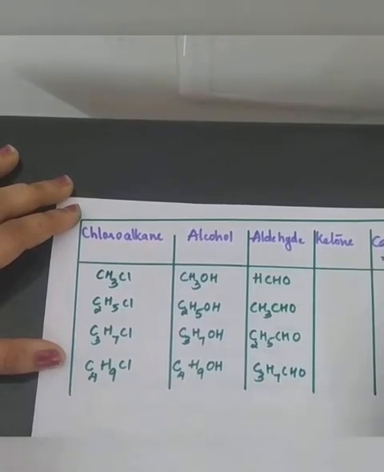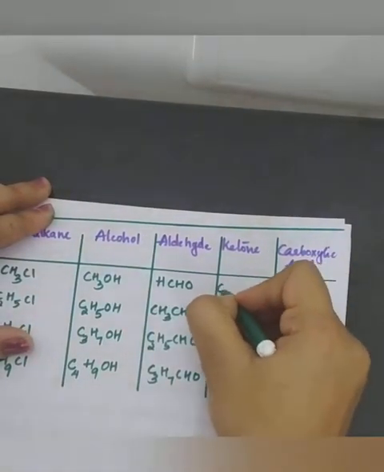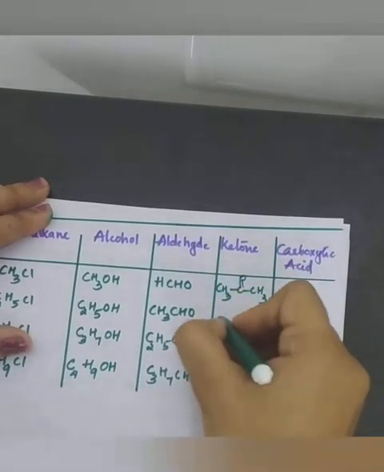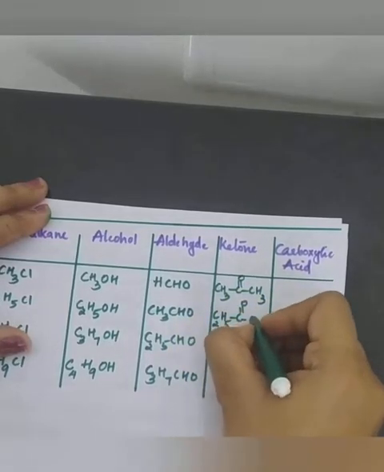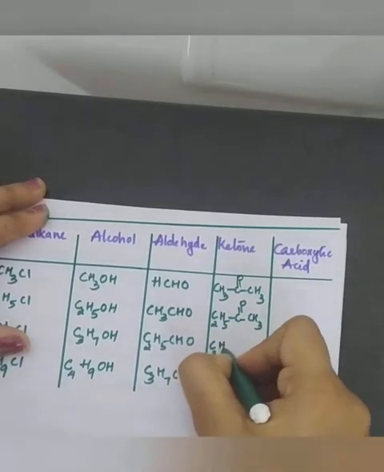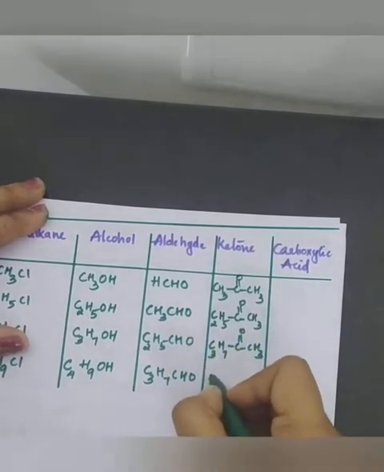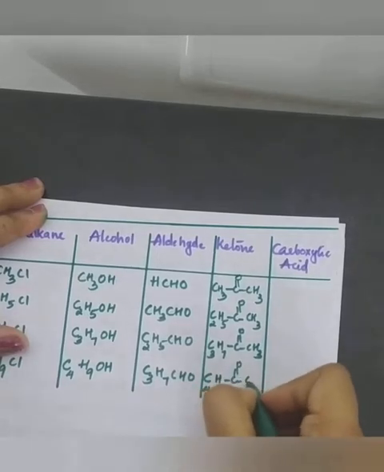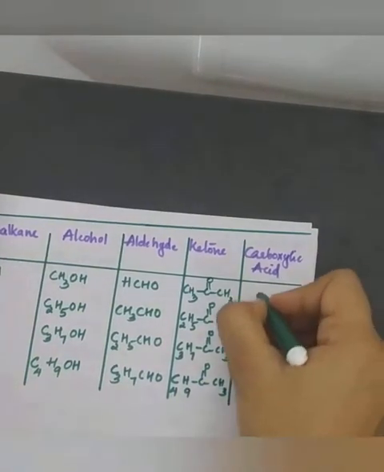Now the next group is ketone. So first member will be CH3 C double bond O CH3. Next will be C2H5 C double bond O CH3. Next will be C3H7 C double bond O CH3. The next will be C4H9 C double bond O CH3. So they also differ by a CH2 unit.